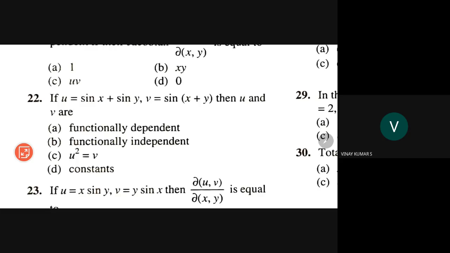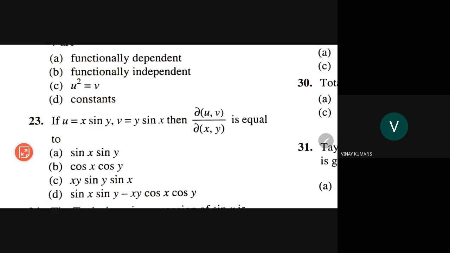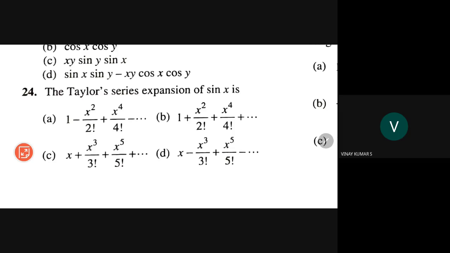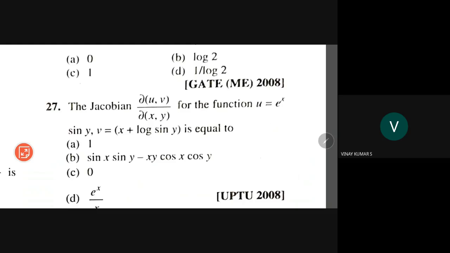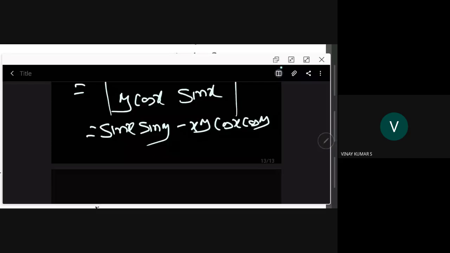So right, where are we? This Taylor series we have done. This is also we have seen. Now come down to here. The Jacobian for the function u is equal to e power x sin y, v is equal to... This is also a similar problem.